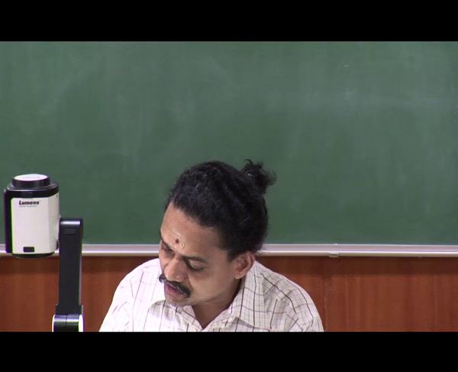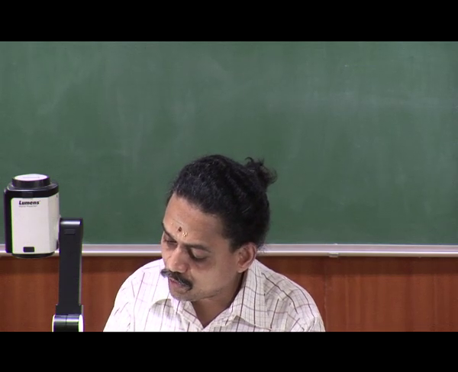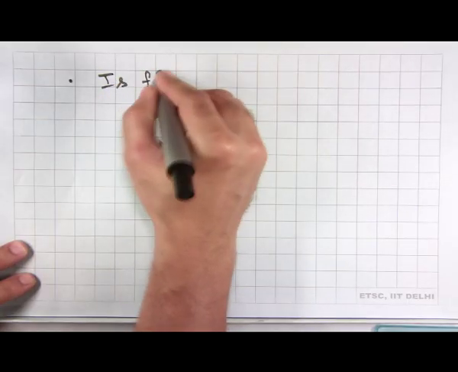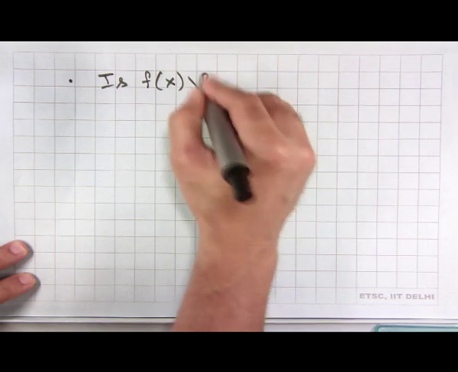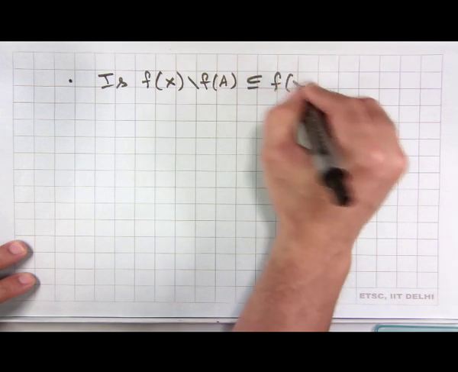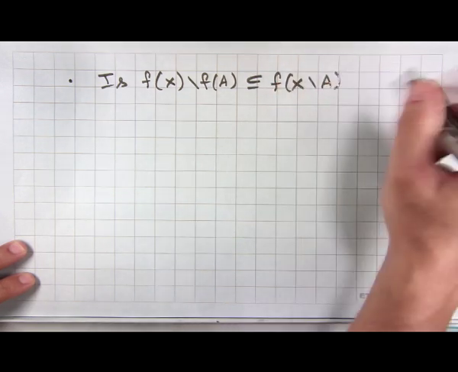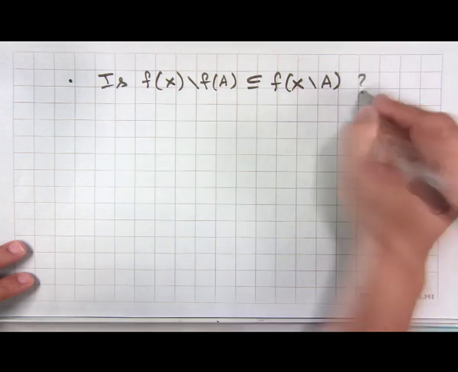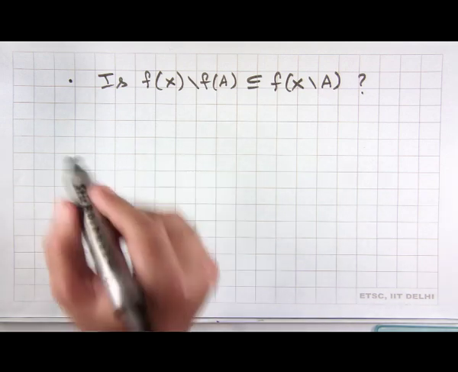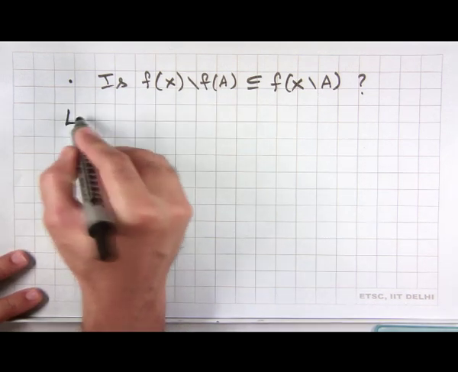Now, the following question: is it always true for all functions f? So, is f X minus f A contained in f of X minus A for any function f from X to Y? In fact, the answer is yes. So, let us try to prove this.